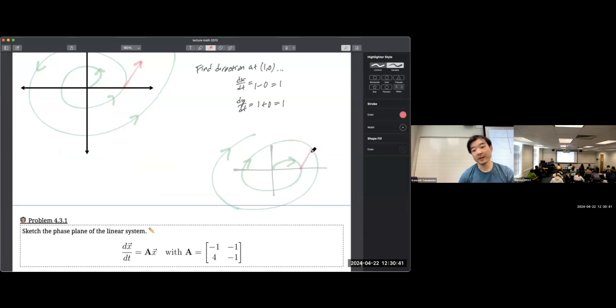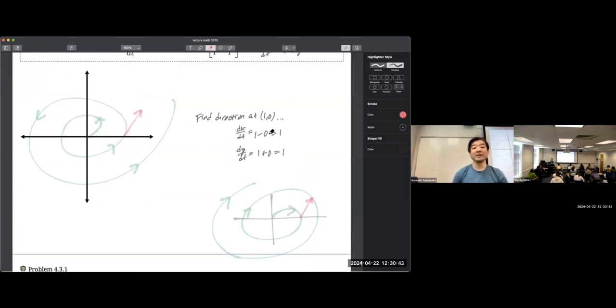Same idea here. Now, knowing that this is my direction vector at the coordinate (1, 0), which one is correct? The left one.